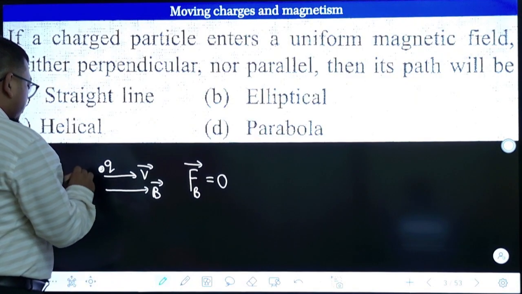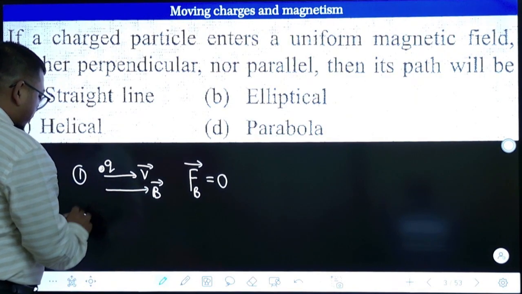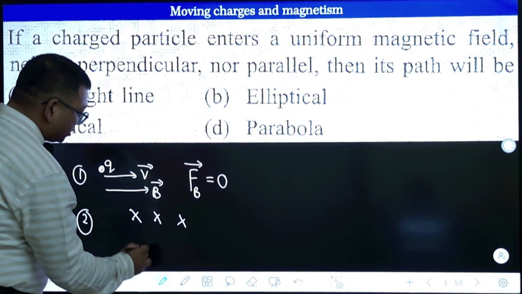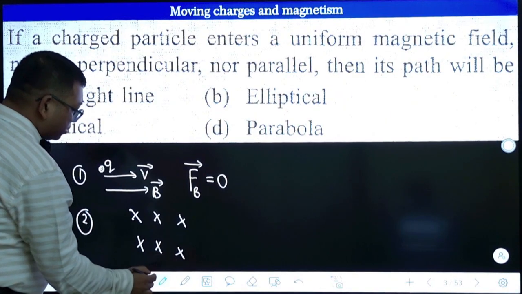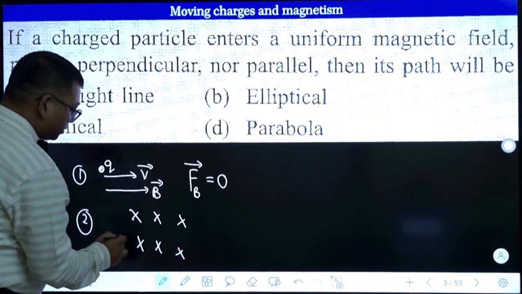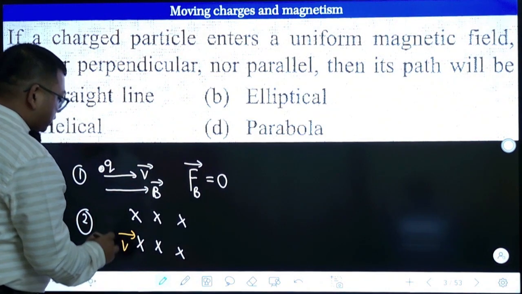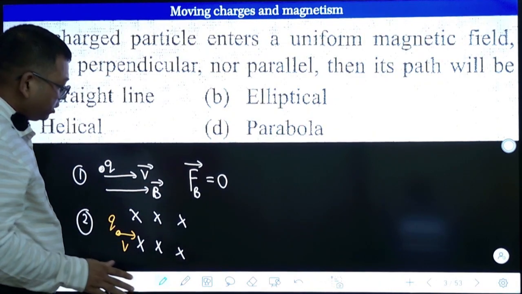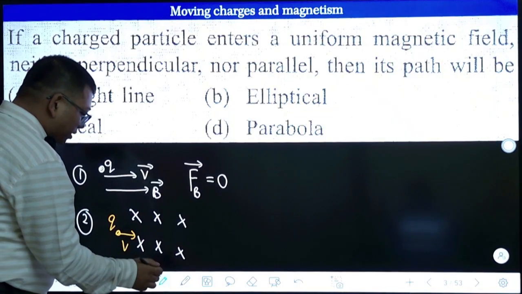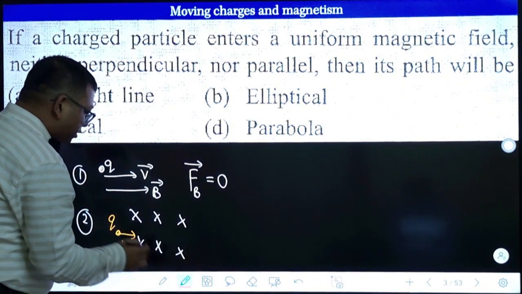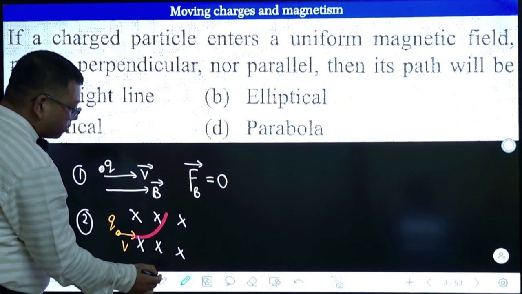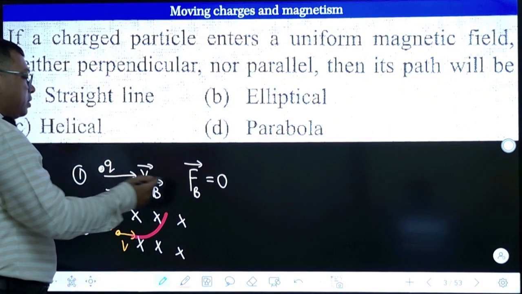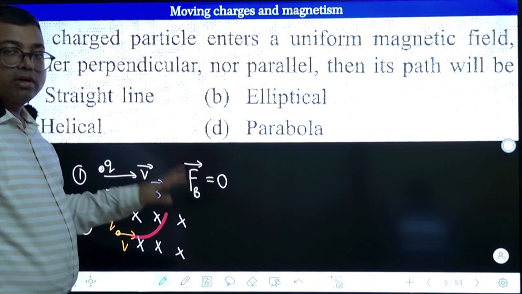And second case, if let us say there is a magnetic field, and the particle is going to enter into this magnetic field with a velocity v. Assume that charge is positive, so v cross B, you have to see, means upward. So this particle will start moving in a circular motion. This path is circular, uniform circular motion will happen, and here no change will happen, it will continue in a straight line.